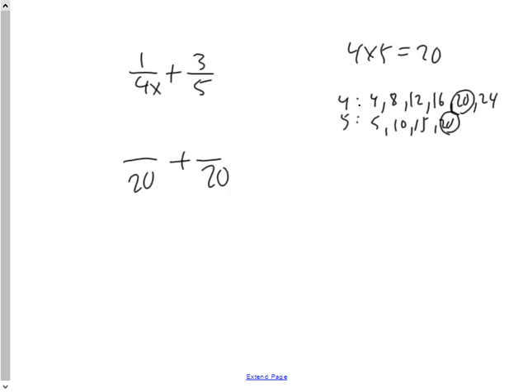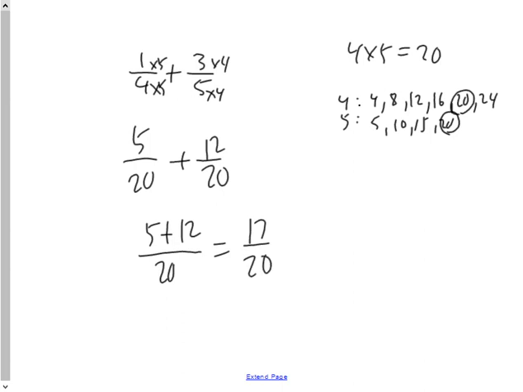After you get that, you have to make equivalent fractions. So 5/20 and 12/20. Once you have your common denominator of 20, you have 5/20 plus 12/20. Keep your denominator and add your numerators to get 17/20 as your final answer.